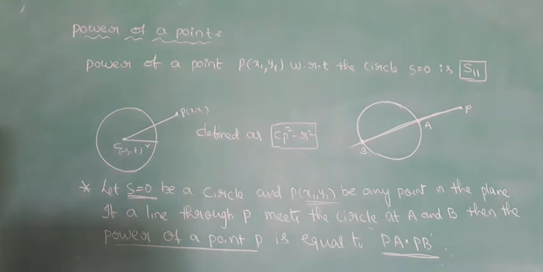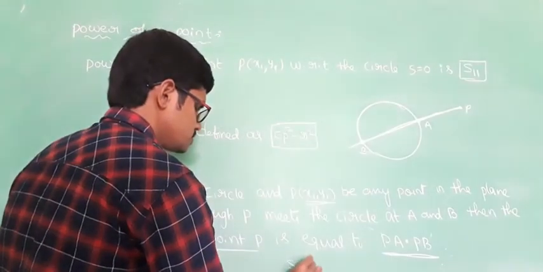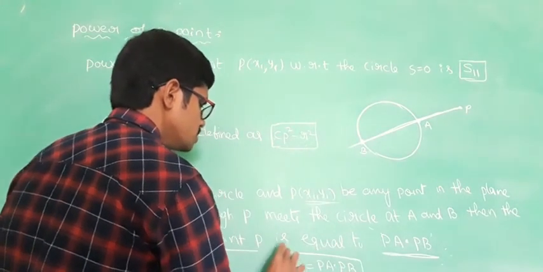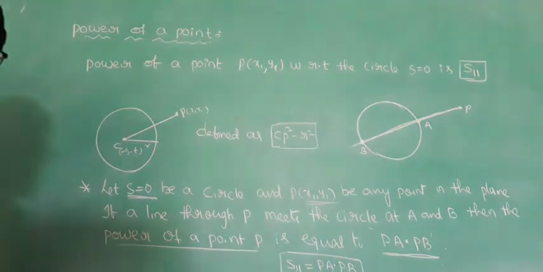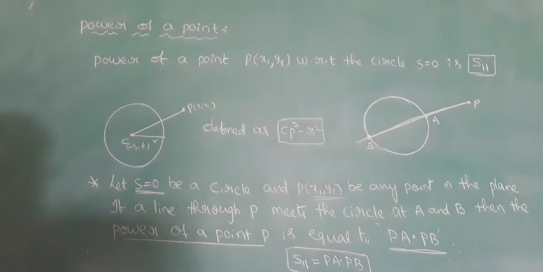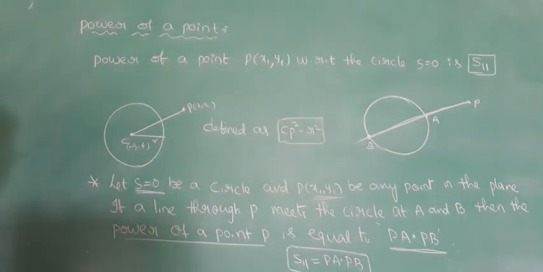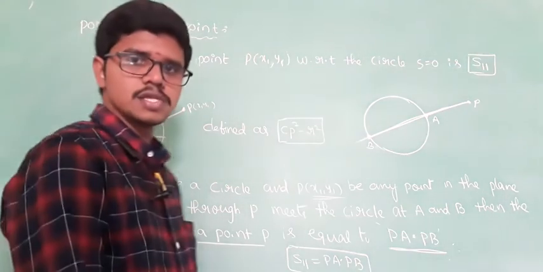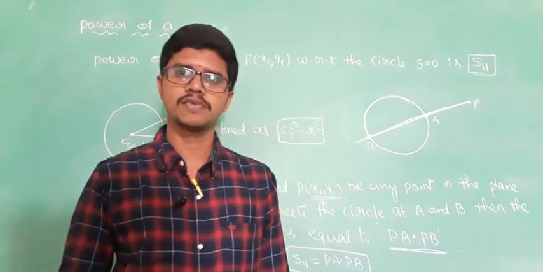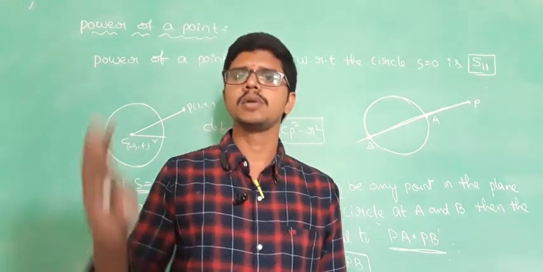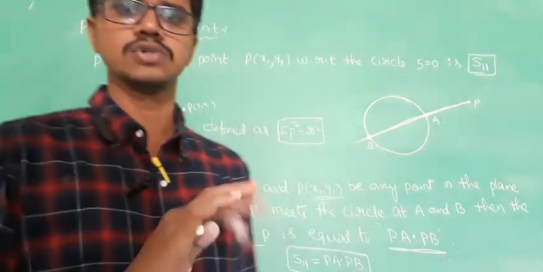That means S11 is equal to PA into PB. If you want to find the power of a point, then you have to find PA into PB. Clear? So this is about position and power of a point. In the next video, I will discuss the definitions of tangent, secant and chord, the length of the tangent, and problems related to these concepts. Clear?